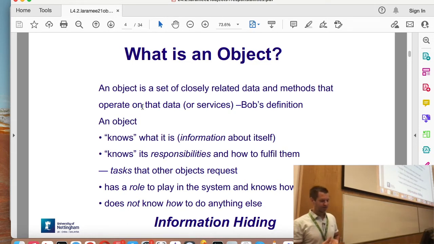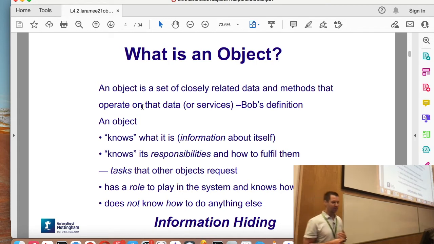An object is a set of closely related data and methods that operate on that data. That's the definition I'm proposing. You can find other definitions in your favorite books, but since it's my definition, I like it the best. And if you give this definition at a job interview, they will approve.